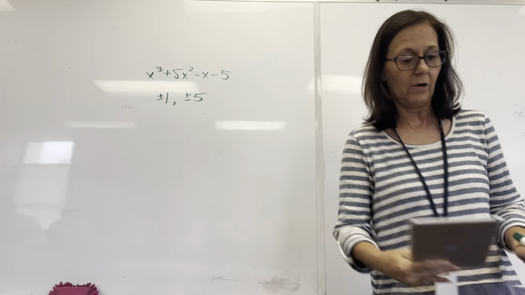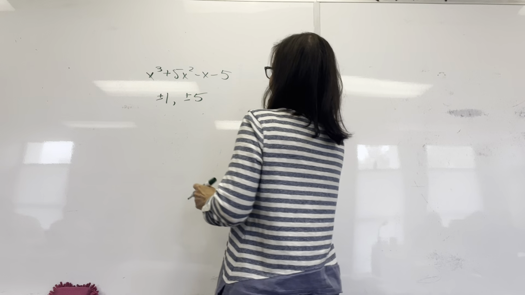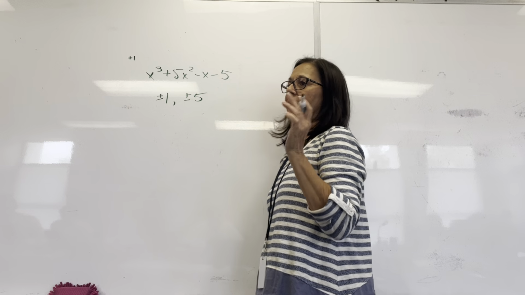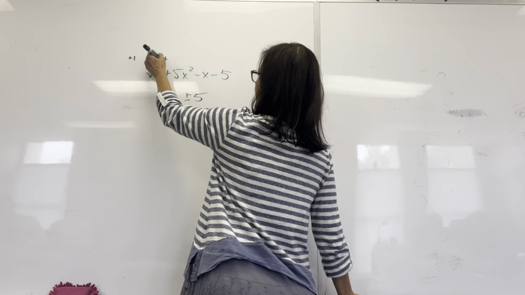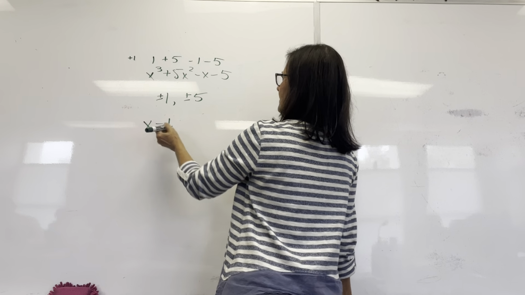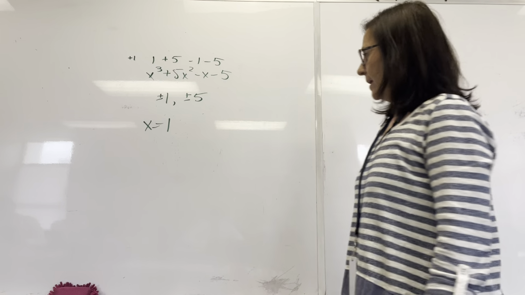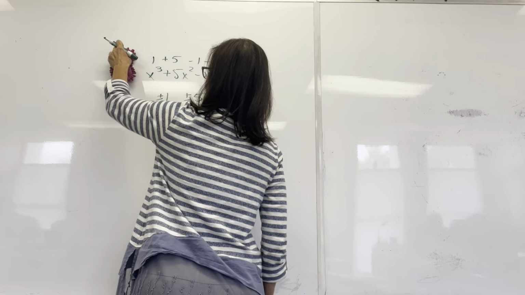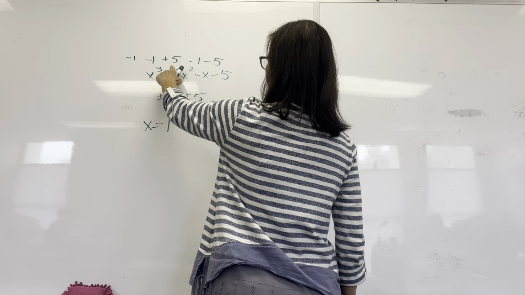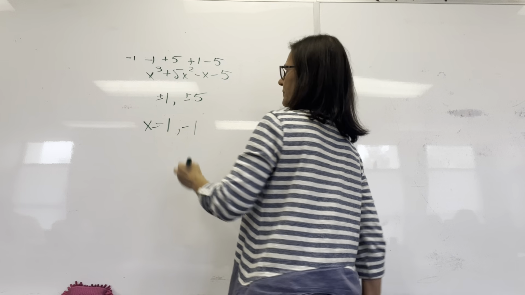Okay, 1 is easy. 1's easy to plug in. So we're plugging in +1. I have to write that because I just have to. Okay, that's 1 plus 5 minus 1 minus 5. Oh, that works. x is 1. All right, now we're going to plug in -1. Which makes that negative, that stays positive. Minus a negative is positive. Okay, -1 works too.